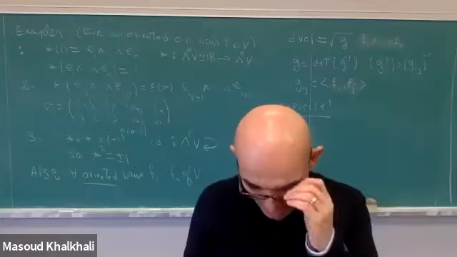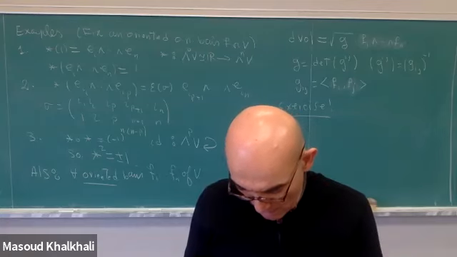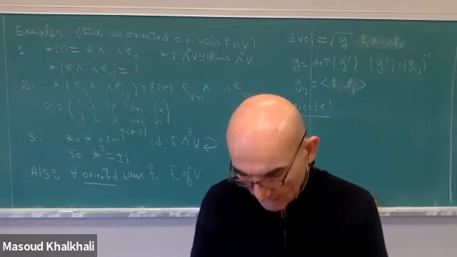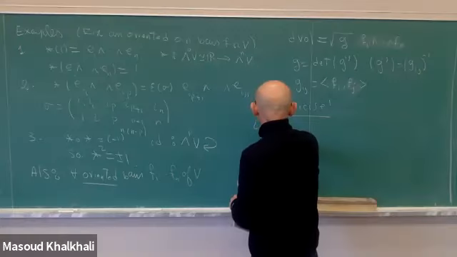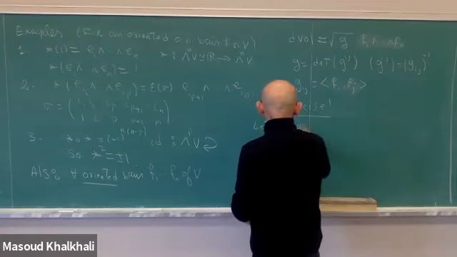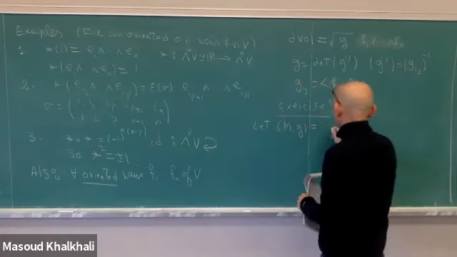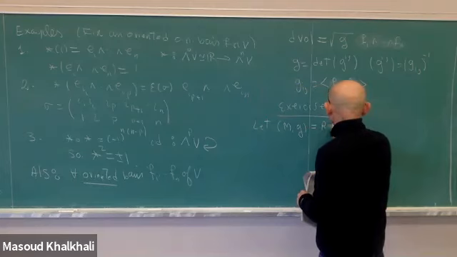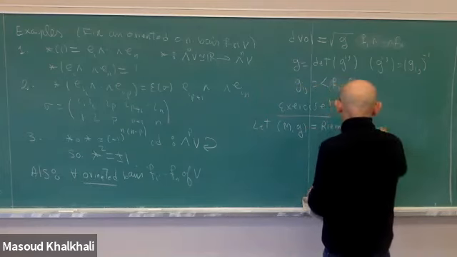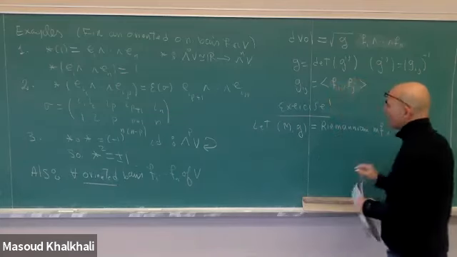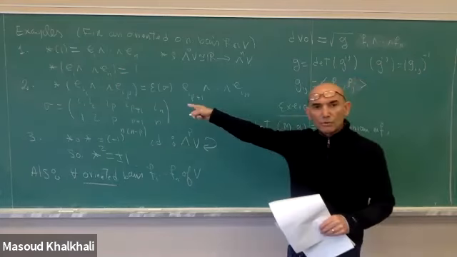Okay. So now let's go over to manifolds. This is the end of linear algebra. So now let (M, g) be a Riemannian manifold. But I'm going to assume that it's also oriented.